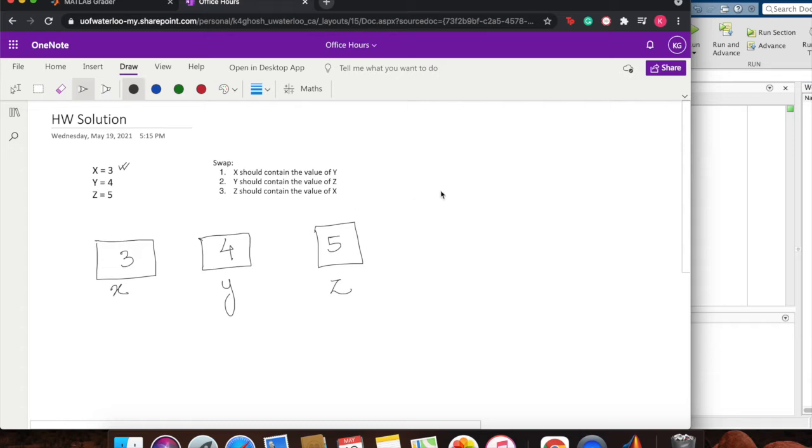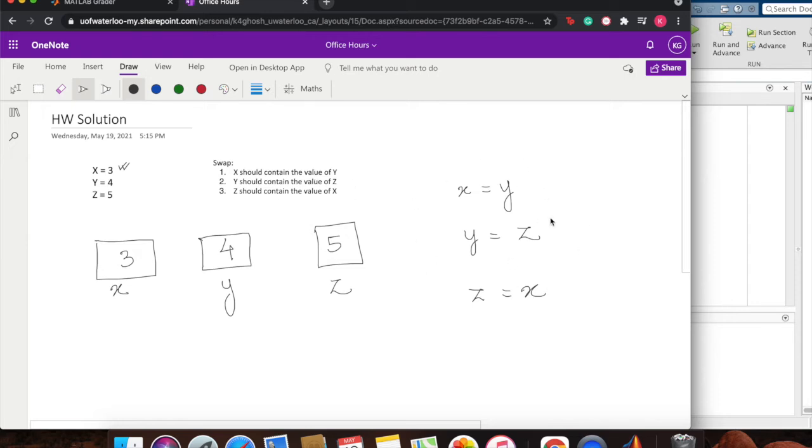All right, so let's say I have this question. I have x equals 3, y equals 4 and z equals 5. What I need to do is swap. So x should contain the value of y, y should contain the value of z, and z should contain the value of x, right? A lot of times students write the code in this way. They would say something like x equals y, y equals z, and z equals x. Now, although it looks like what has been asked, this code would not work.